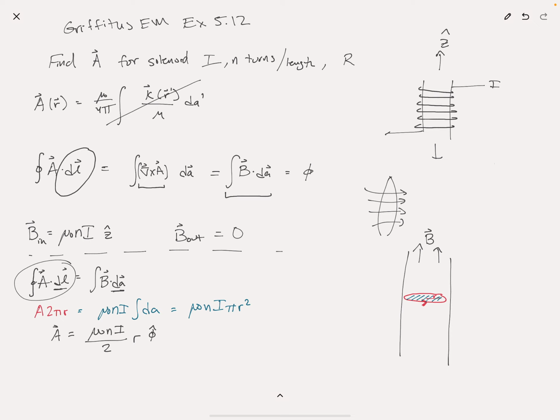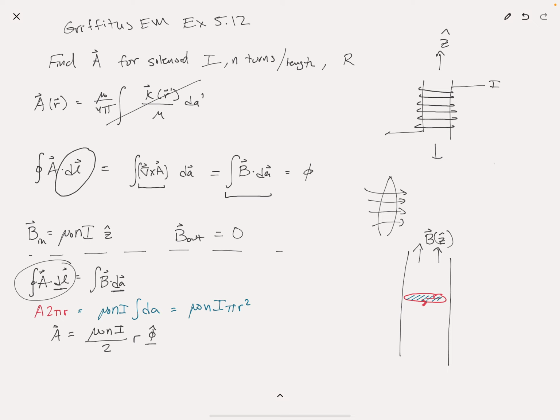Does that make sense? Yeah. It at least isn't obviously wrong. My magnetic field points in the z hat direction, and I know that the magnetic field and the magnetic vector potential are perpendicular to each other, so it is at least possible that this is correct.